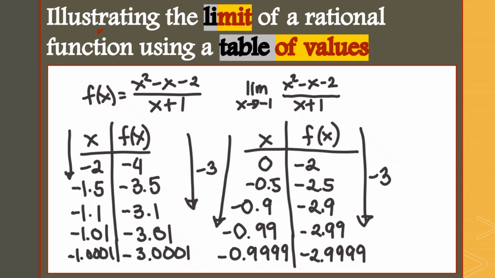Since the values of f of x as we go to negative 1 from the left and from the right are the same, we can say and go back to this notation here, the limit of the function x squared minus x minus 2 all over x plus 1, which is a rational function, as x approaches negative 1, is equal to the same value of negative 3. So this is how we illustrate the limit of a rational function using a table of values.